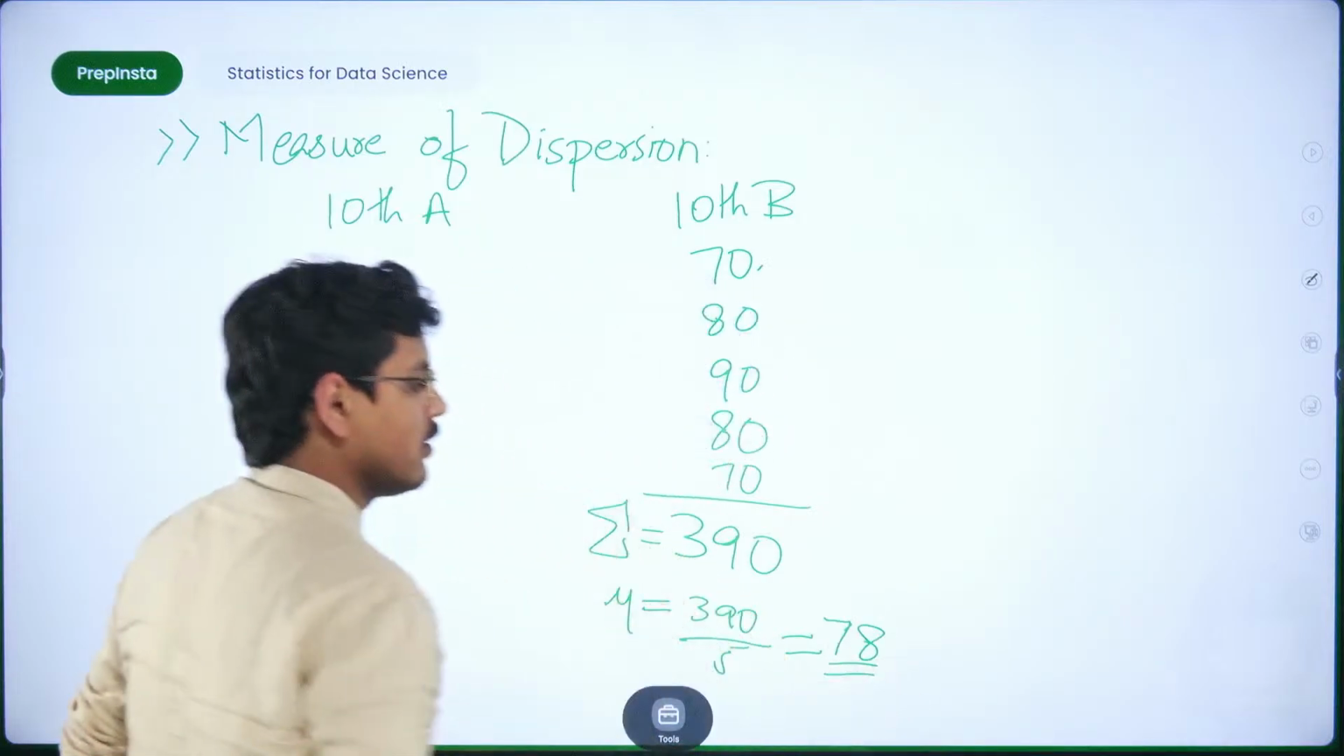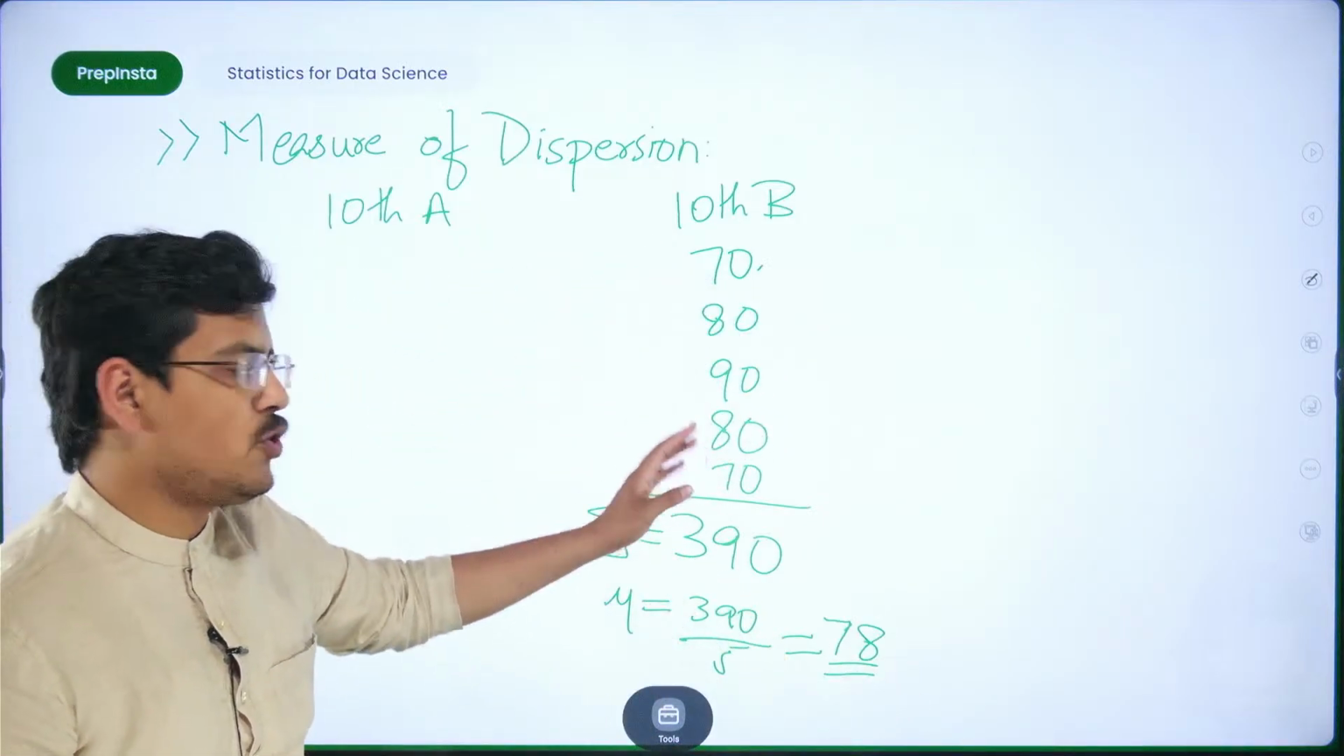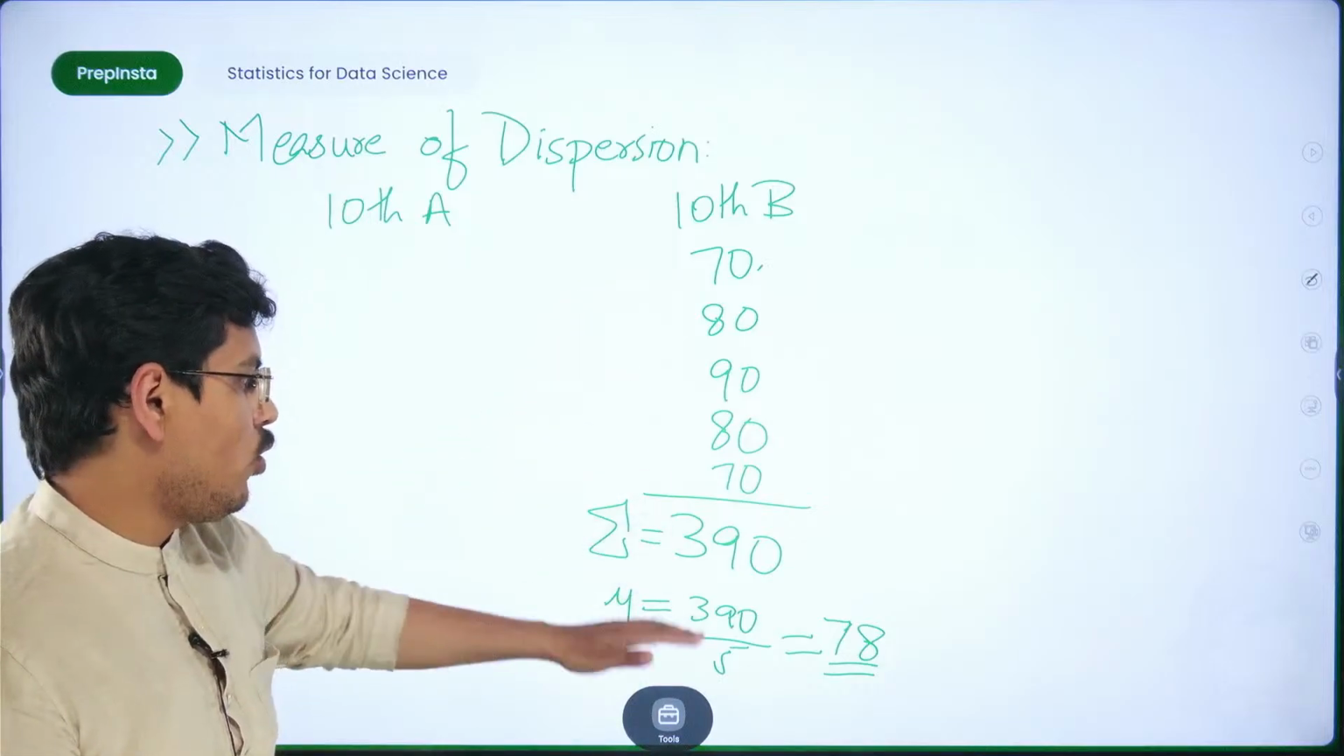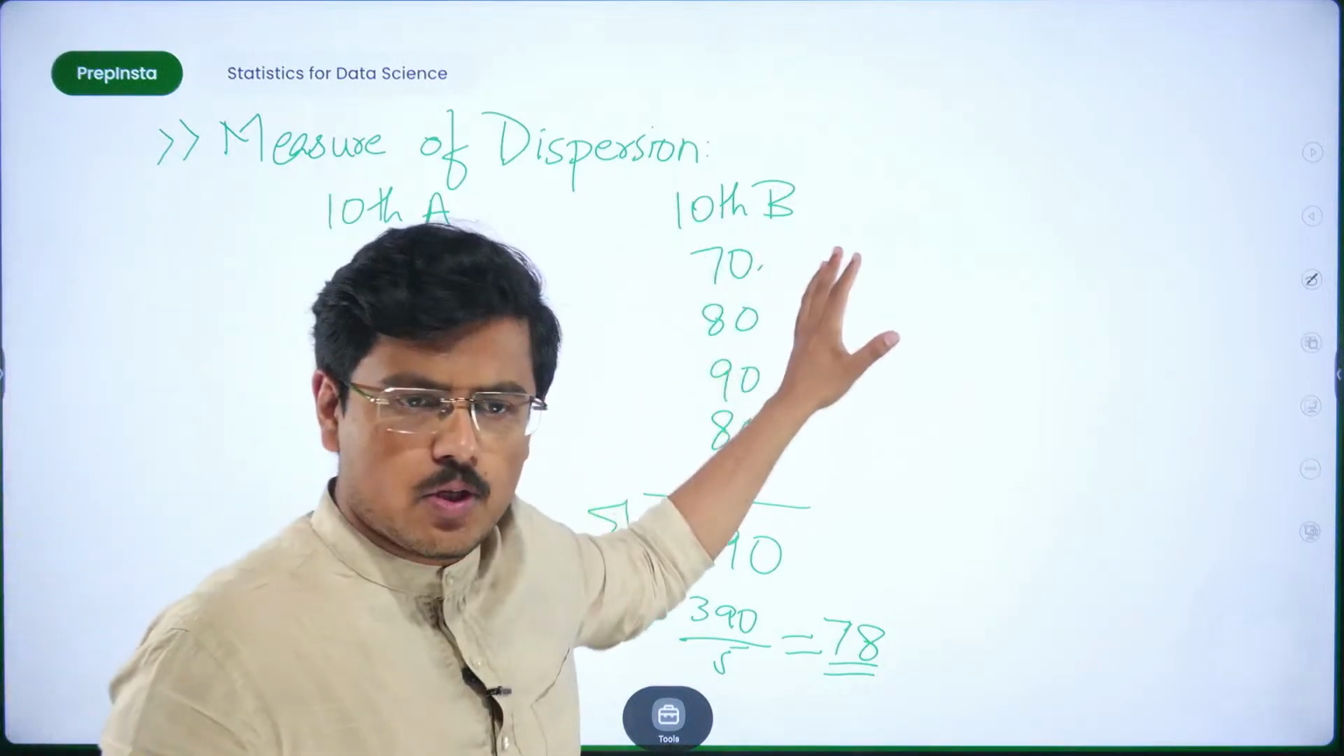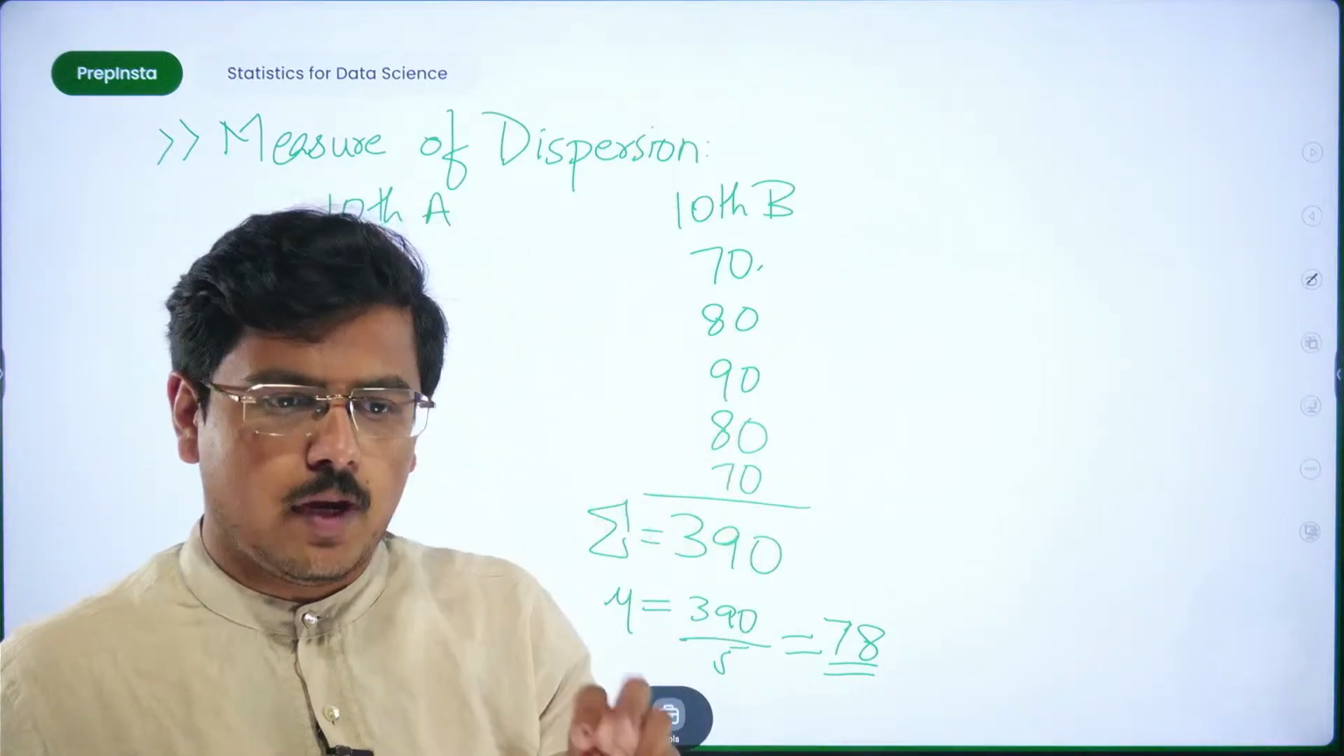So 78 comes out to be the average marks of it, fine. You now know this is the mean for it. We'll understand about dispersion, wait for a while. So there is a doubt.